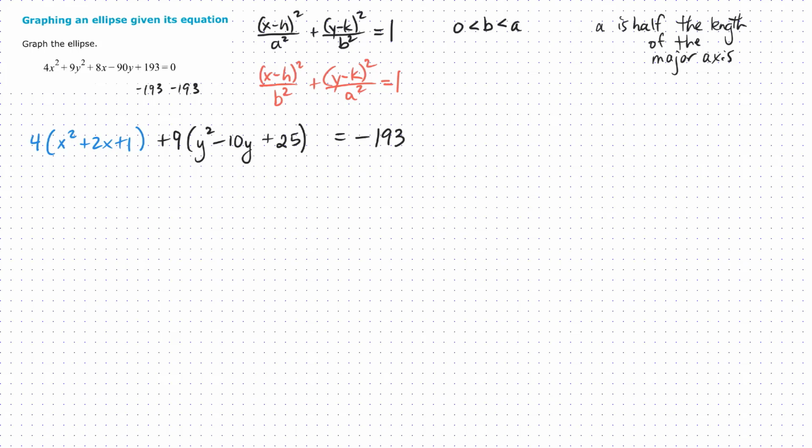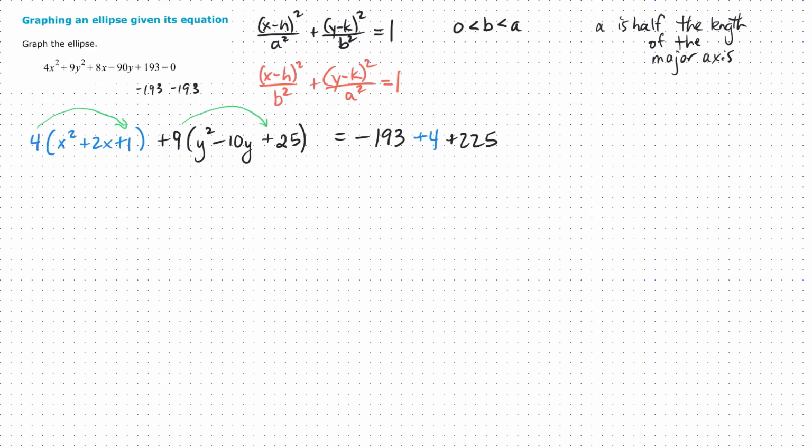Now, what did you do to the left side of the equation? You got to be careful. You added 4. So we write add 4. And you also added how much? You also added 9 times 25, which is 225. So we're going to add 225 here.